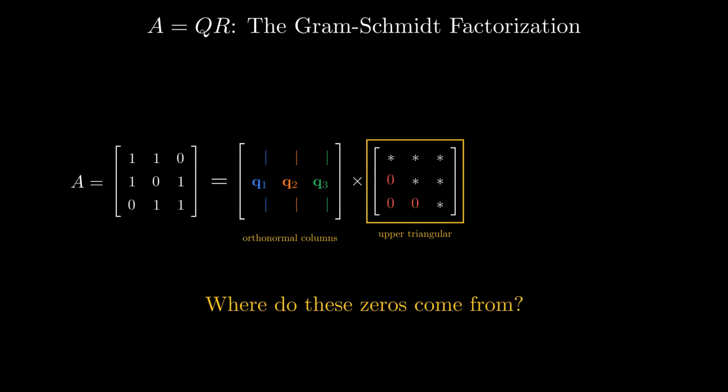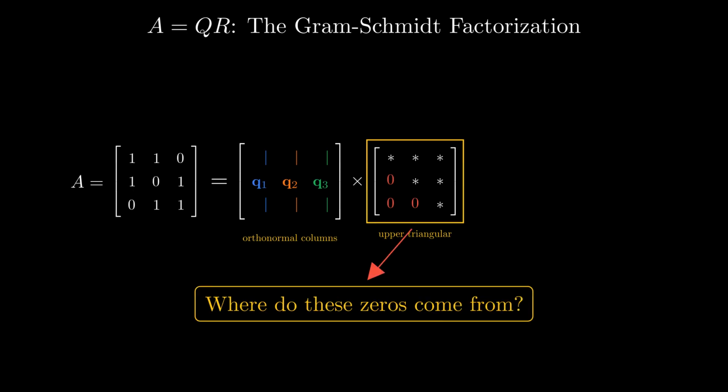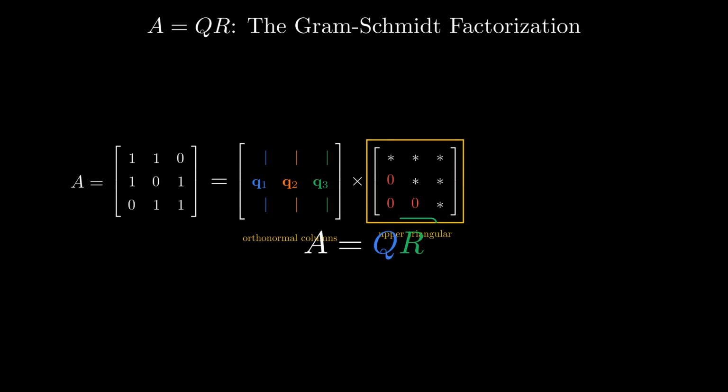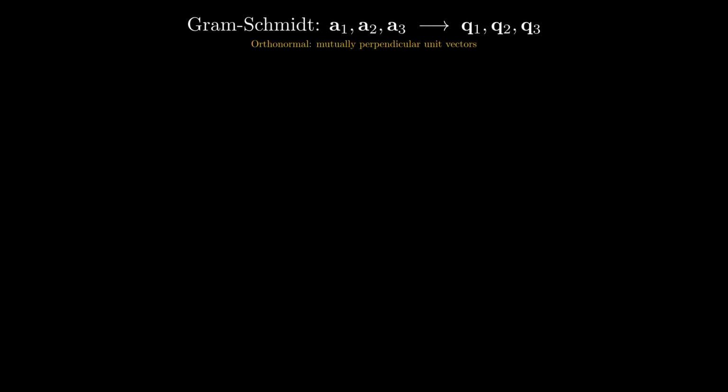Where do those zeros come from? That's not obvious. And the answer reveals one of the most important factorizations in applied mathematics. A equals QR. To see where those zeros come from, let's watch the Gram-Schmidt process carefully.